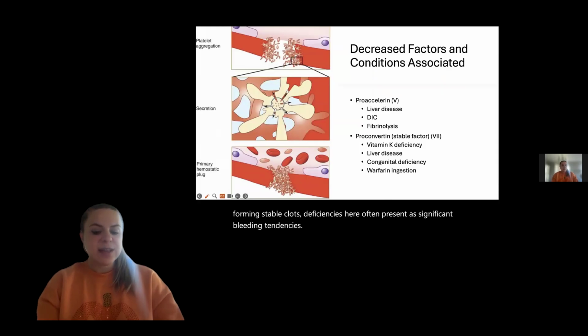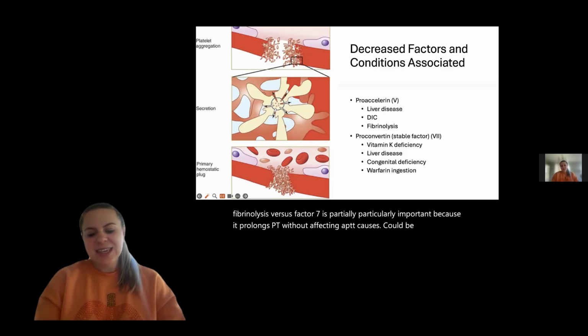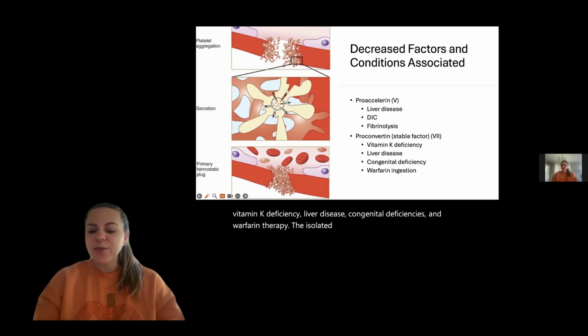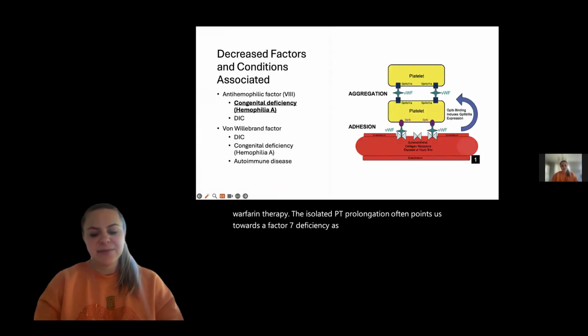Factor 5 or proaccelerin can be decreased in liver disease, DIC, and fibrinolysis, versus factor 7, which is particularly important because it prolongs PT without affecting APTT. Causes could be vitamin K deficiency, liver disease, congenital deficiencies, and warfarin therapy. The isolated PT prolongation often points us towards a factor 7 deficiency as the likely culprit.